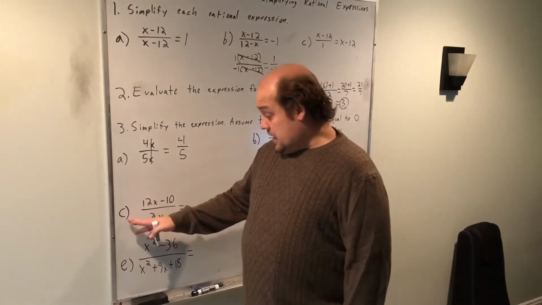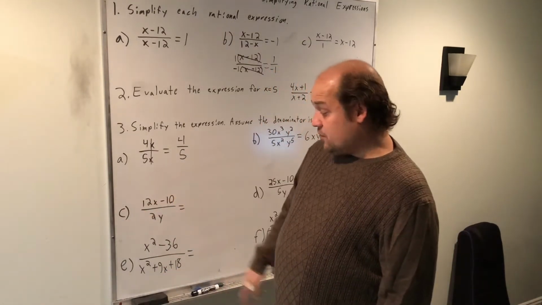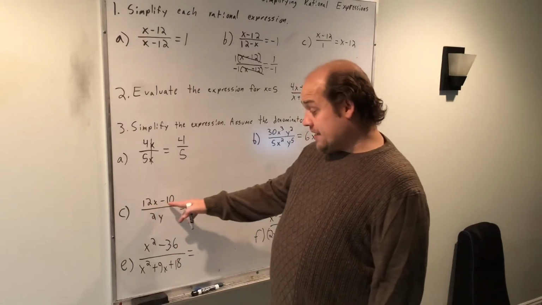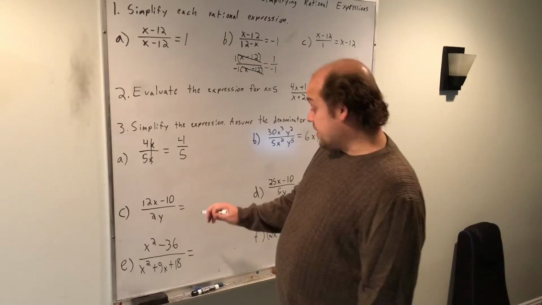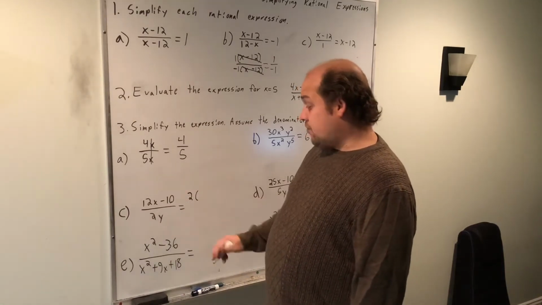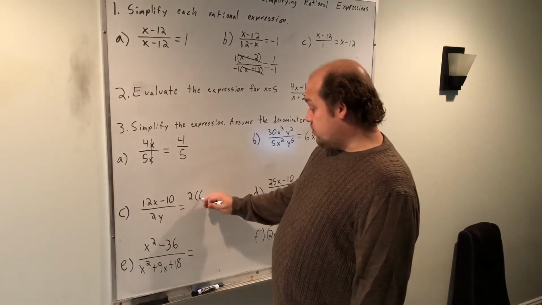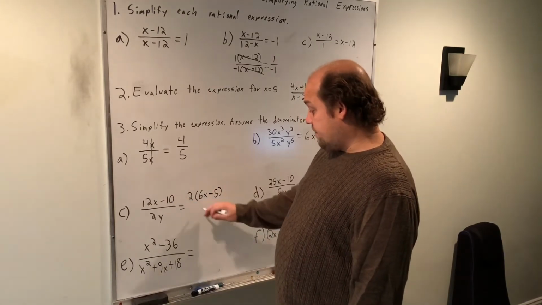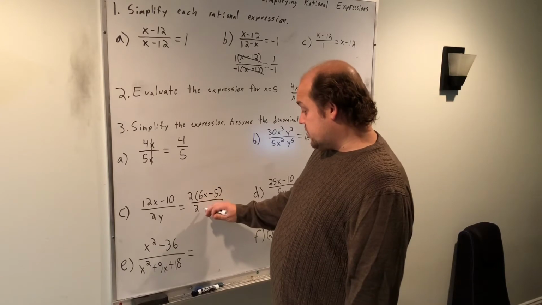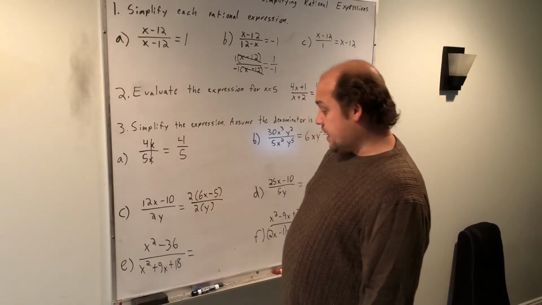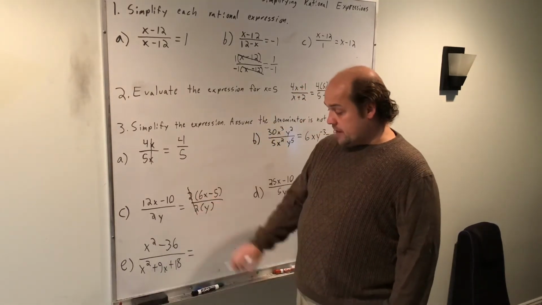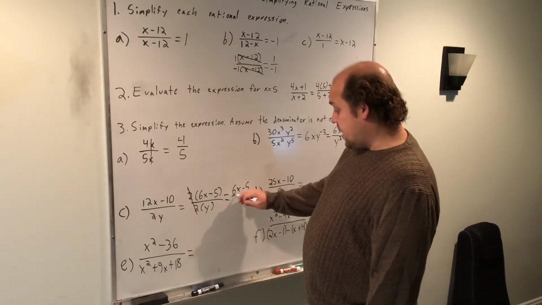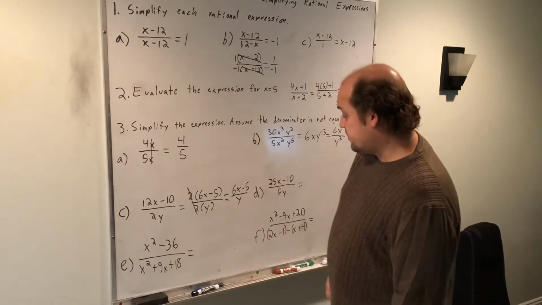In part C, I need to figure out what I can factor out of the top that then can be reduced on the bottom. 12x and negative 10 have a greatest common factor of 2. If I factor out that 2, 12x divided by 2 gives me 6x. Negative 10 divided by 2 gives me negative 5. On bottom, I always had this 2 being multiplied by this y. So if I reduce by 2, it leaves me with a final answer of (6x - 5) divided by y.